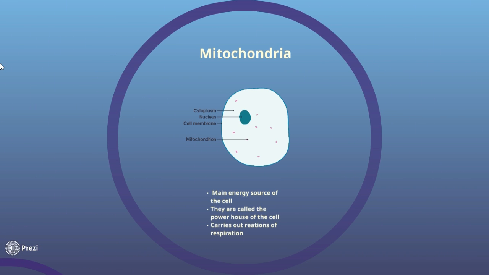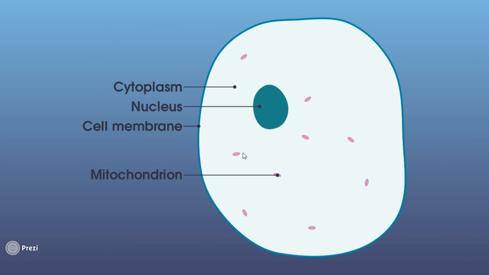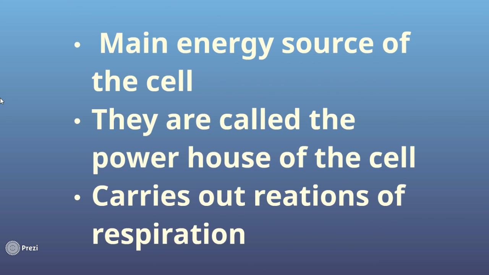Next is the mitochondria. The mitochondria, or mitochondrion for singular, is a rod-shaped structure which is the main energy source of a cell. They are called the powerhouse of the cell because energy is created here. That means reactions of respiration are carried out inside the mitochondria.